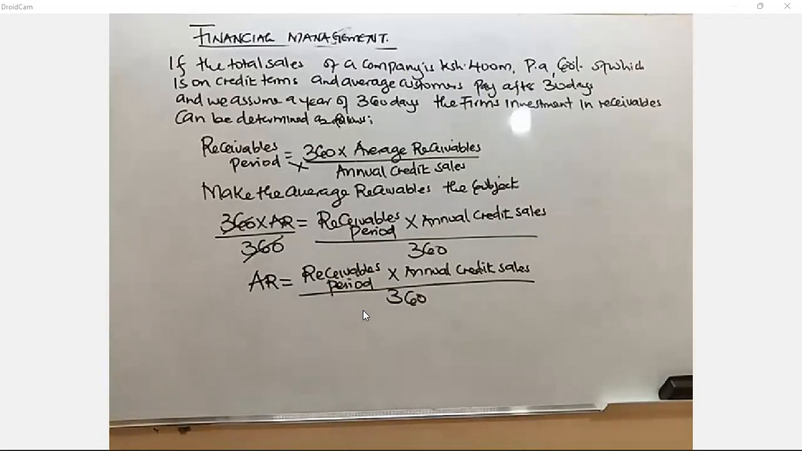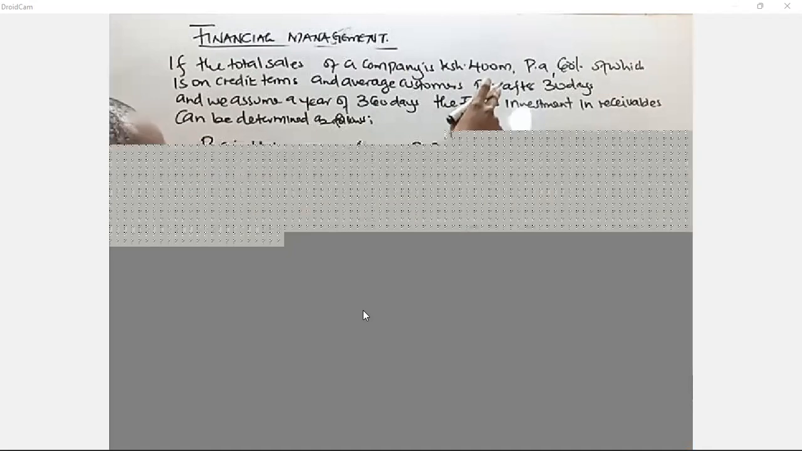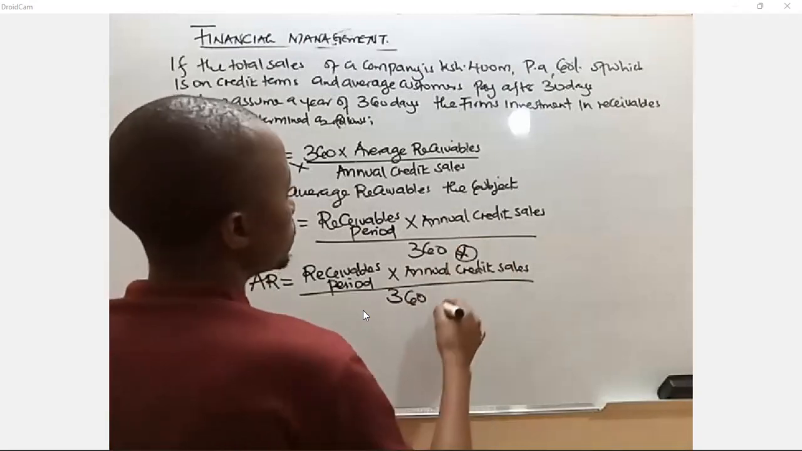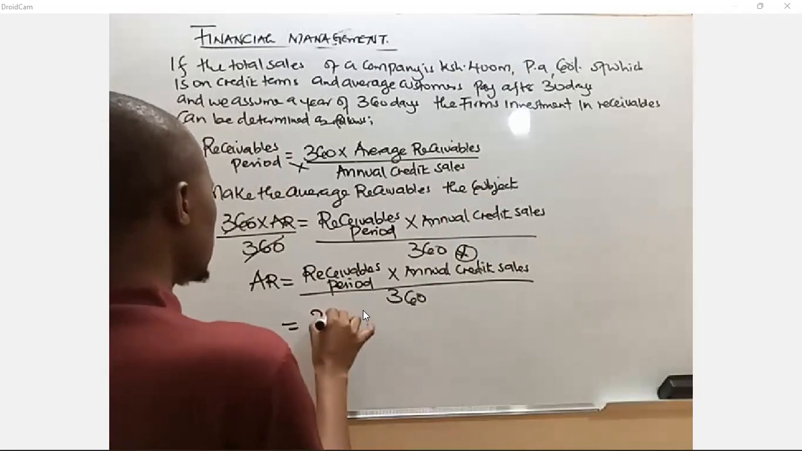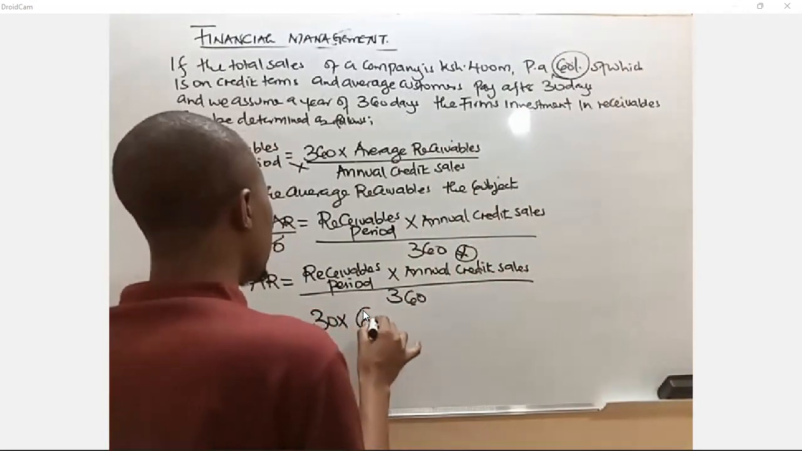So when I look at the illustration I placed up there, the total sales of the company are 400 million shillings per annum, 60% of which is on credit terms, and on average customers pay after 30 days, and we assume 360 days in a year. How can we determine the average receivables? It is very easy. We are told that 60% is on credit terms, so what is the annual credit sales? The receivables period is given, which is 30 days, times the annual credit sales. You remember we are told 60% are on credit, so it will be 60% of our sales times 400 million.